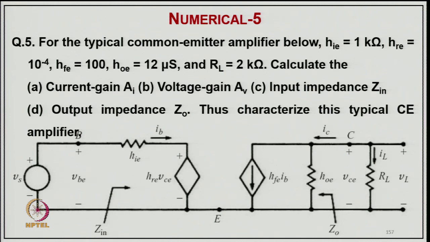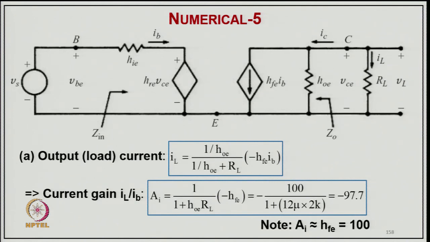So, coming to example 5, for a typical common emitter amplifier, that is normally what we talk about as an amplifier. This is the h parameters equivalent circuit of this total transistor amplifier. hie equal to 10 to the power minus, hfe equal to 100, and hoe 12 microsiemens, RL 2 kilo ohm. Calculate the current gain, voltage gain, input impedance, output admittance, and thus the characteristic impedance of a typical common emitter amplifier. So here for this transistor amplifier for common emitter, these are the output current relations, the current gain, I mean putting the value of this current gain.